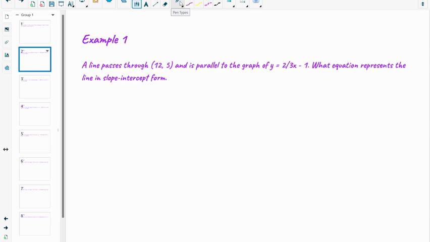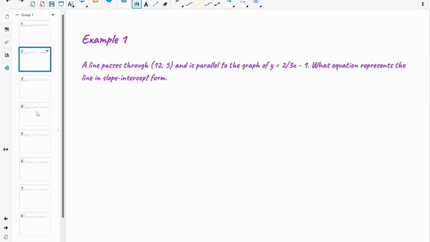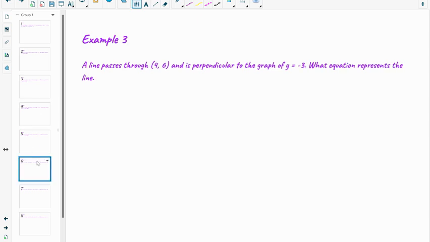Hello, class. In this video, we're going to look at writing equations for lines that are parallel or perpendicular to a given line. Given this note structure setup, I'm going to skip the opener for today since that was basically the same thing we did in the closer the other day. I'm going to do example 1, example 2, and then example 3.